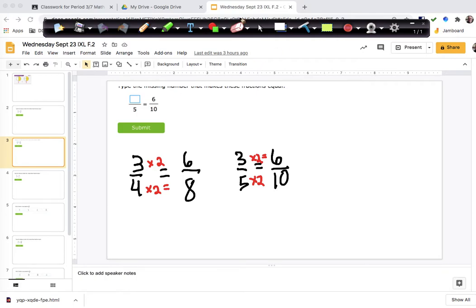And then we discussed in class that there was a pattern, that this was times 2 and this was times 2. The denominator times 2, then numerator times 2, that had to be the same or it would change the picture.